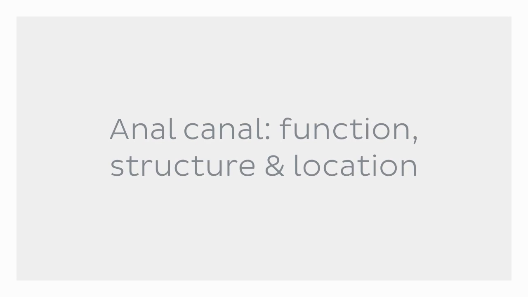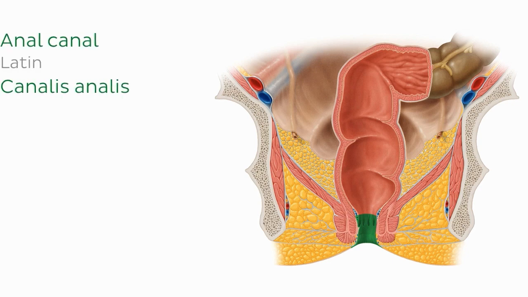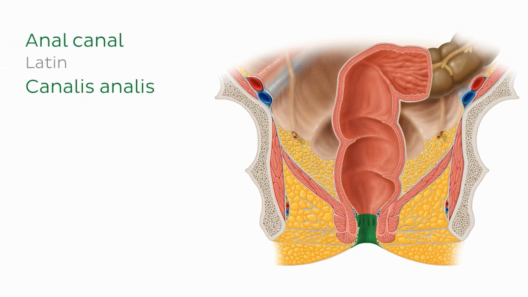That's all we have for the function, structure and location of the rectum, so let's move on to the anal canal. Once the feces have passed through the rectum, it congregates and builds up enough pressure to move into the anal canal. The anal canal, as you can see in the image, is the terminal region of the digestive tract, and it has an important role in defecation and maintaining fecal continence.